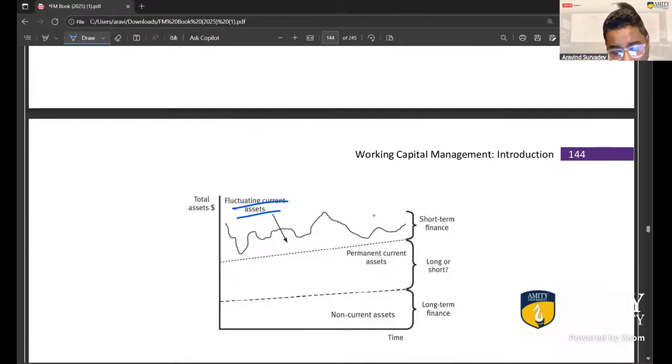So non-current assets ideally should be funded through long-term finance because we're talking about long-term assets, right? On the other hand, fluctuating current assets should use short-term finance. Agreed. But what about permanent current assets? Should we use long-term finance or short-term finance for it? That is the problem. So let's see the three approaches then.